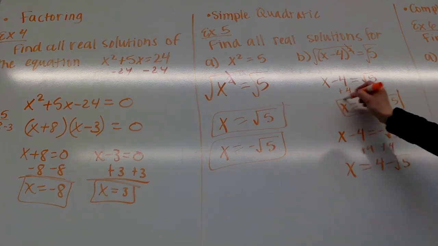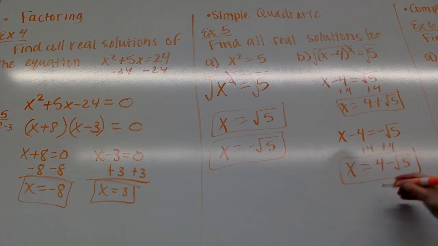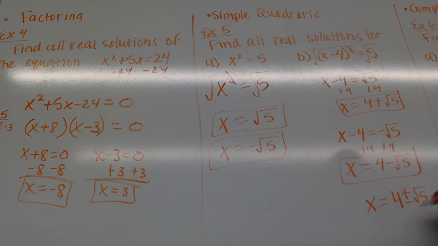Okay, so those are our two answers. You could also, again, write this as x equals 4 plus or minus the square root of 5 if you wanted to. But you need to make sure you get both answers in there, or you only get half of the answer and half of the points. Okay.